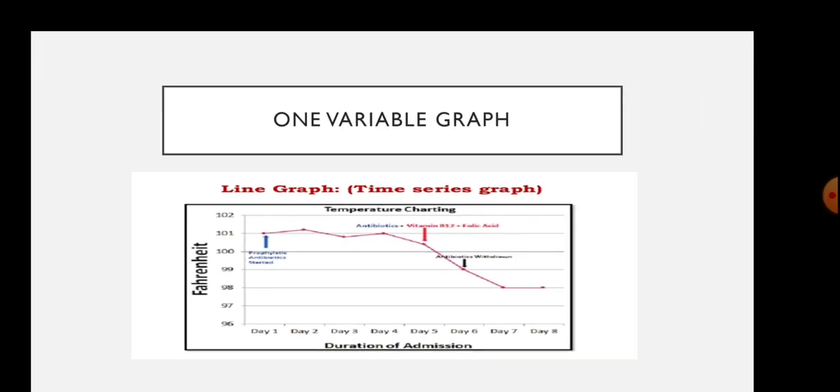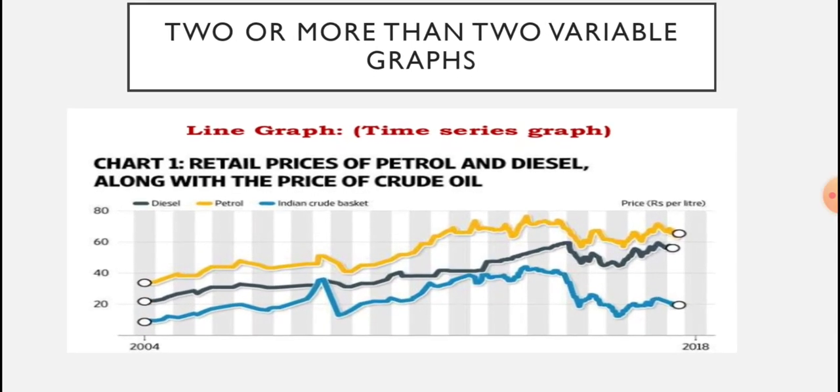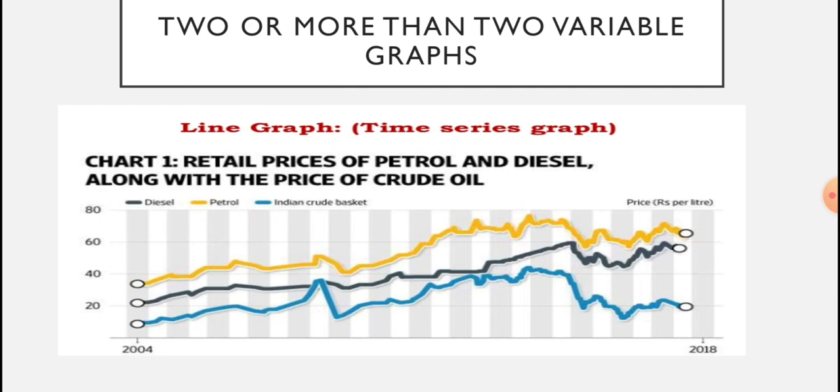Then we have the next topic. This is two or more than two variable graphs. Two or more than two variable graphs are the graphs that show more than one characteristic at a time. For example, there is information about the retail prices of petrol, diesel along with the prices of crude oil. So we are to depict three pieces of information. Now again the year will be taken on x-axis and the remaining information will be taken on y-axis.